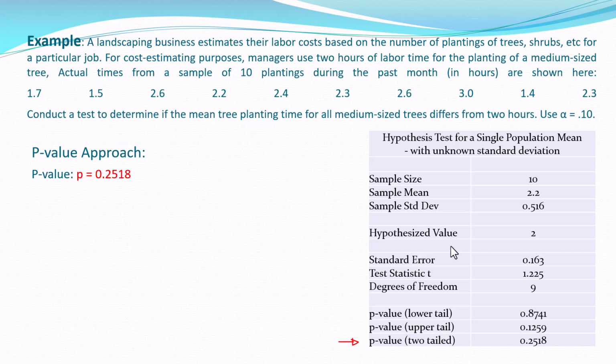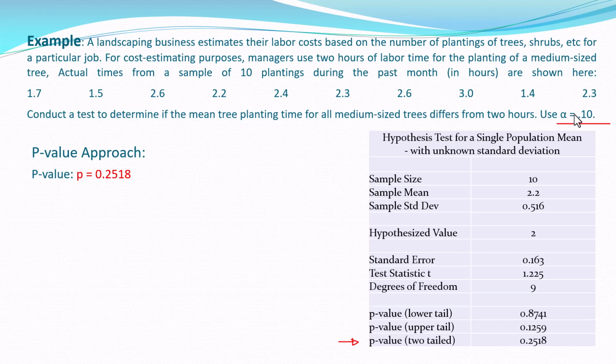And so now we make a conclusion. We've got to compare two things. Last time with the rejection region approach, we compared the test statistic to the critical value. We compared the 1.225 to the, what was that number, 1.833. Here we compare a p-value to alpha. And so we've got to go back. What's our alpha? Well, our alpha is 0.10.